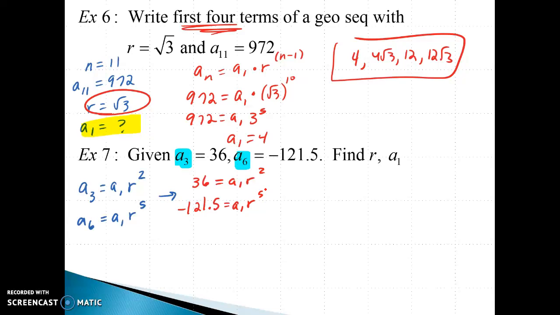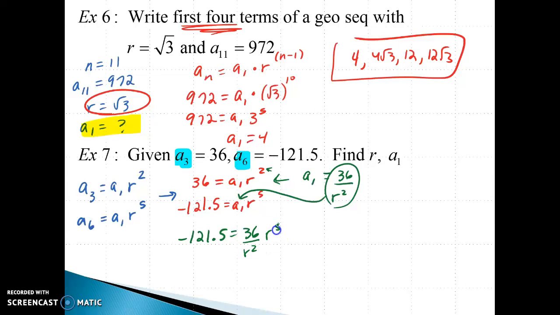Now, in this case, we're not going to be able to use elimination because these are not equations in the form of like ax plus by equals c. In this case, we're going to have to use substitution. So I generally solve for the equation that has a smaller r exponent, and I'll get that a1 equals 36 divided by r squared, and then take all of this and plug it in right here, giving me negative 121.5 equals 36 over r squared times r to the 5th.